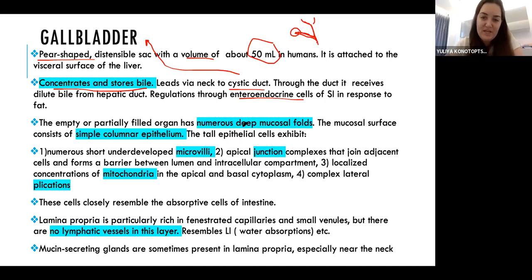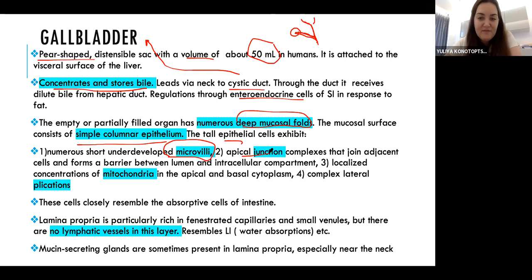Gallbladder has a bunch of deep mucosal folds. Okay, so its mucosa is very, very much folded. The epithelium there is simple columnar epithelium, and you will see some mucous cells or goblet cells they're present as well. The columnar epithelial cells that we have here, they exhibit a bunch of underdeveloped microvilli. Okay, so there are microvilli there, but they're not doing the job which they should. So nothing is being absorbed here. Even though microvilli are present, because they're underdeveloped, you're not absorbing anything.